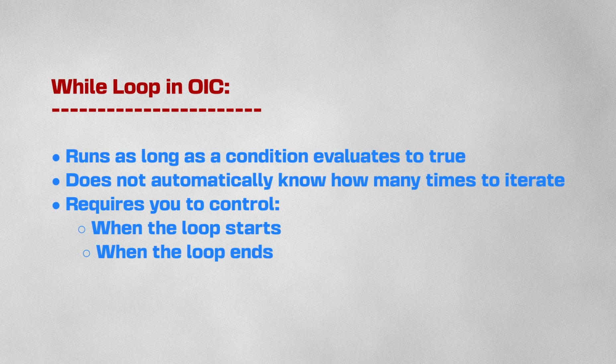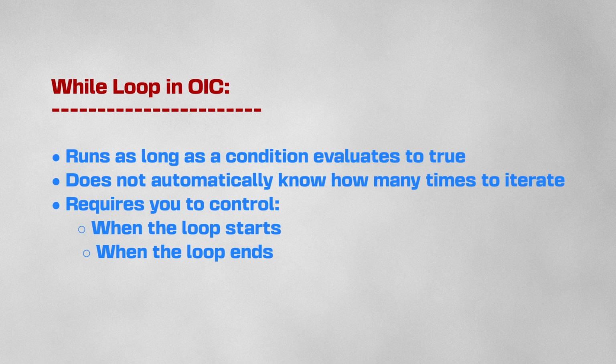A while loop, on the other hand, runs as long as a condition evaluates to true, does not automatically know how many times to iterate, and requires you to control when the loop starts and when the loop ends. That means you must manage iteration manually using variables. In short, while is condition driven, not data driven.